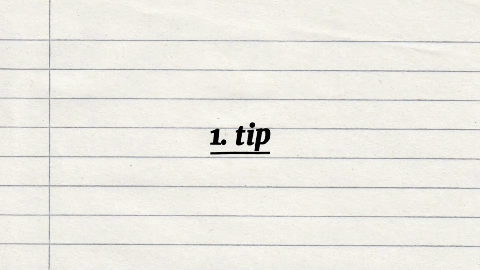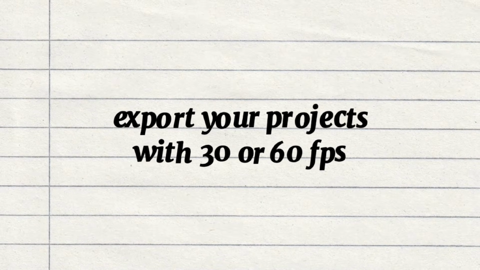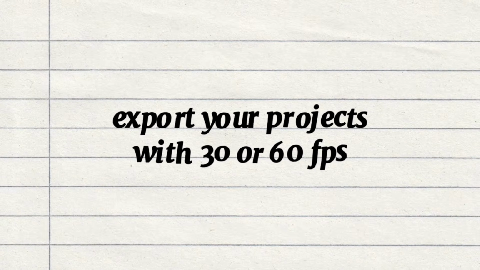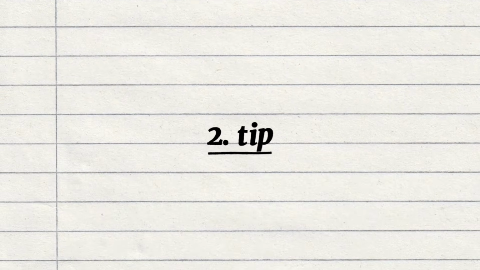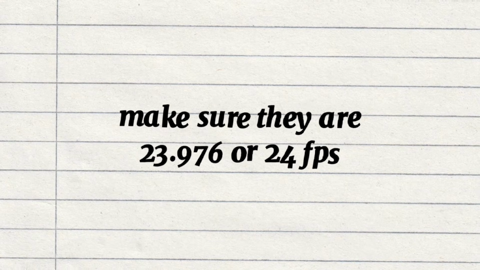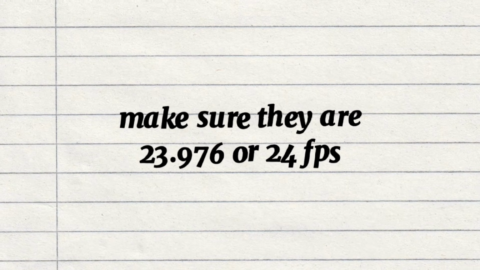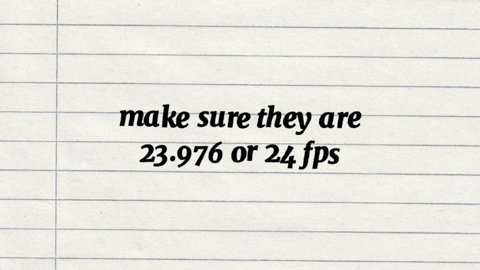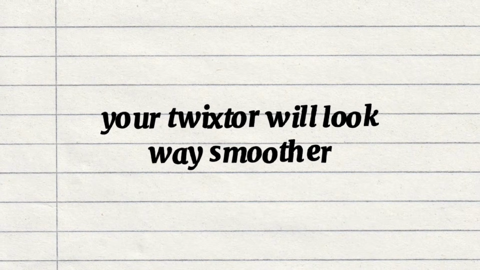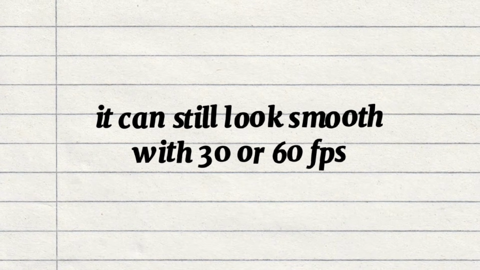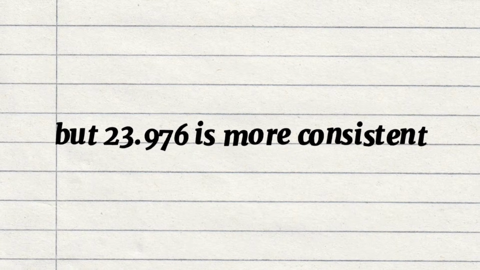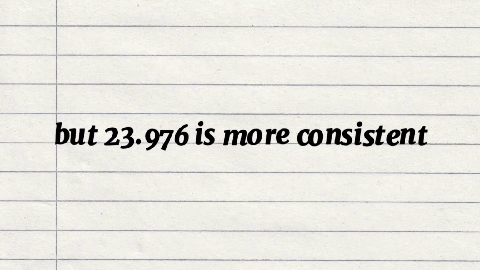Tip number 1. To get the smoothest edits, export your projects with 30 or 60 FPS, but 60 is more recommended. Tip number 2. If you use scene packs, make sure they are 23.976 or 24 frames per second. Your Twixtor will look way smoother than with 60 FPS scene pack. It can still look smooth with 30 or 60 FPS, but 23.976 is more consistent.